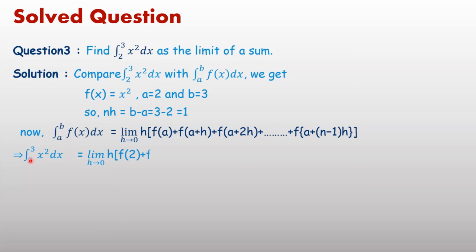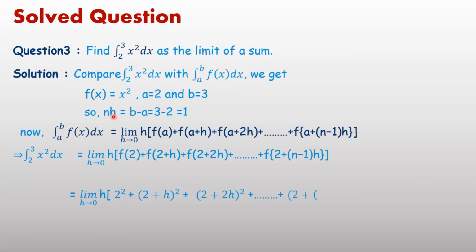The integration from 2 to 3 of x square dx we can write as limit h tends to 0 of h into [f(a) plus f(a plus h) plus f(a plus 2h) and so on up to f(a plus (n minus 1)h)]. Here the value of a is 2. Since f(x) equals x square, it implies f(2) equals 2 square, f(2 plus h) equals (2 plus h) whole square, next (2 plus 2h) whole square, up to (2 plus (n minus 1)h) whole square.